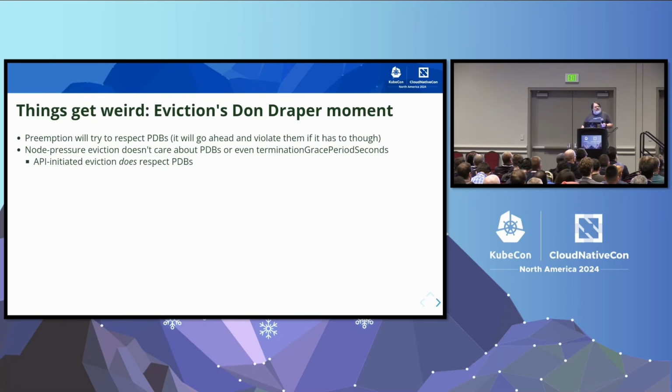That API-initiated eviction that I mentioned before, that does respect pod disruption budgets. So you'll see advice some places where they'll say you should be monitoring your nodes, and rather than let your nodes go into eviction, you should start proactively using the API eviction endpoint to evict pods, because then your pod disruption budgets will be respected and you'll have less disruption overall.